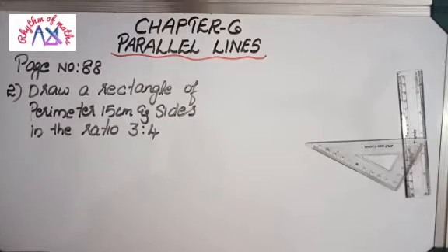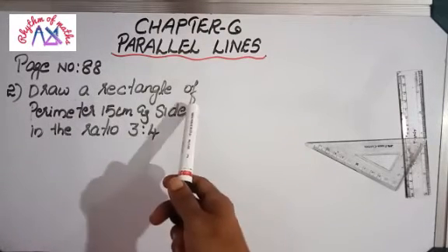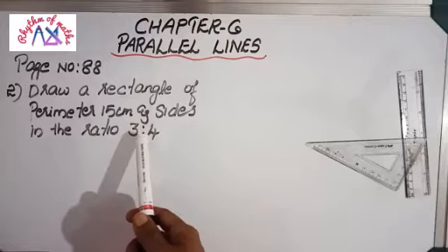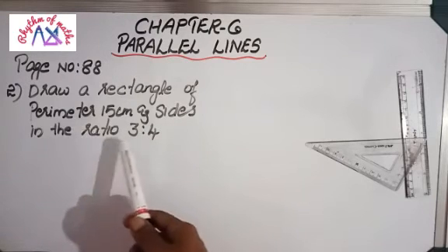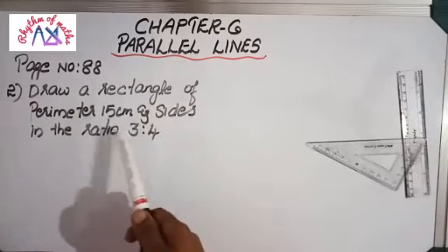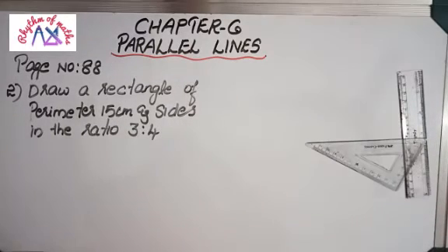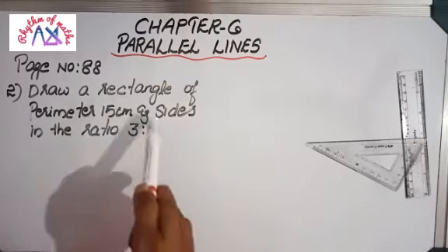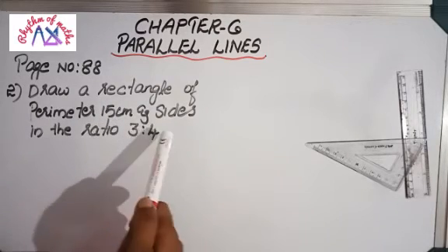Next is question number 2. The question is, draw a rectangle of perimeter 15 centimeter and sides in the ratio 3:4. Okay, we need to draw a rectangle. Perimeter must be 15. Here the sides are not given. Instead of that, the sides must be in the ratio 3:4.